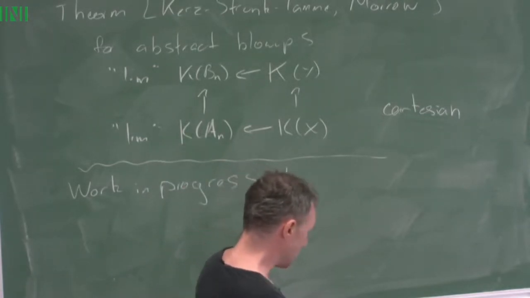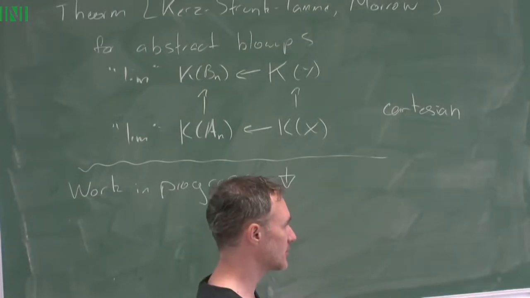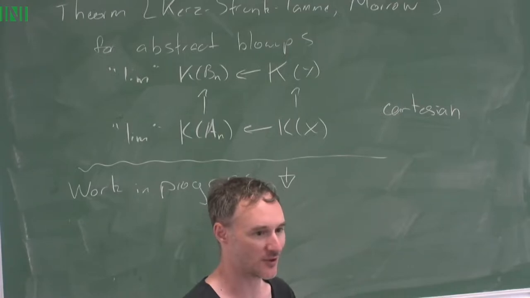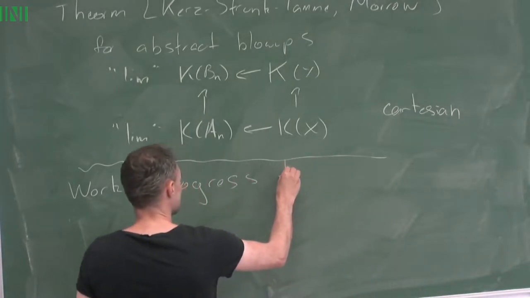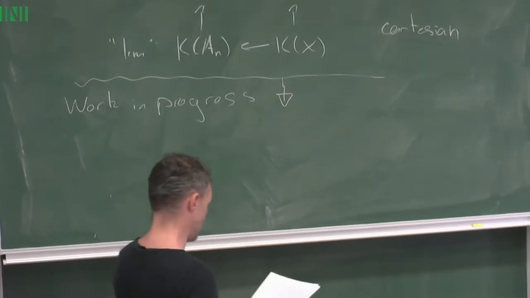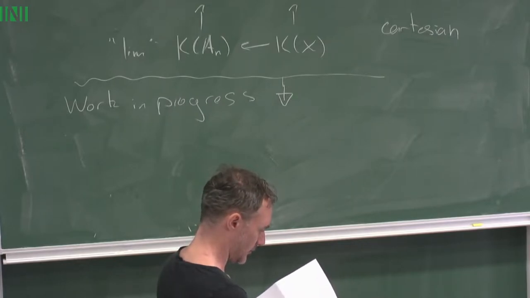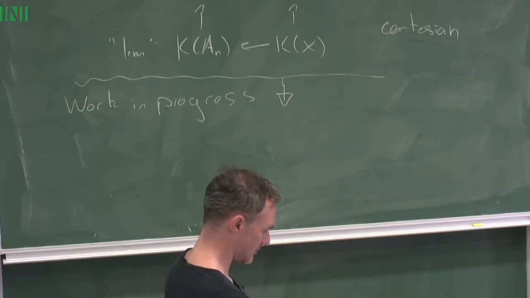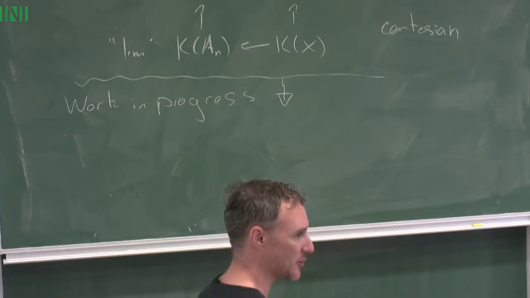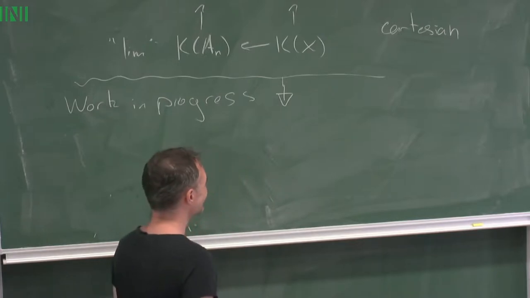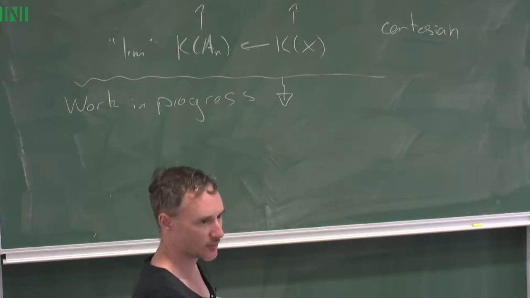So everything from now on is work in progress, which means that we have lots of pages of TeX written, but nothing is completely written. I kind of hesitate to call anything a theorem or proposition. Well, I mean, some things are written down, but some things are not. So I'll just make a lot of claims. Some things do have complete proofs.